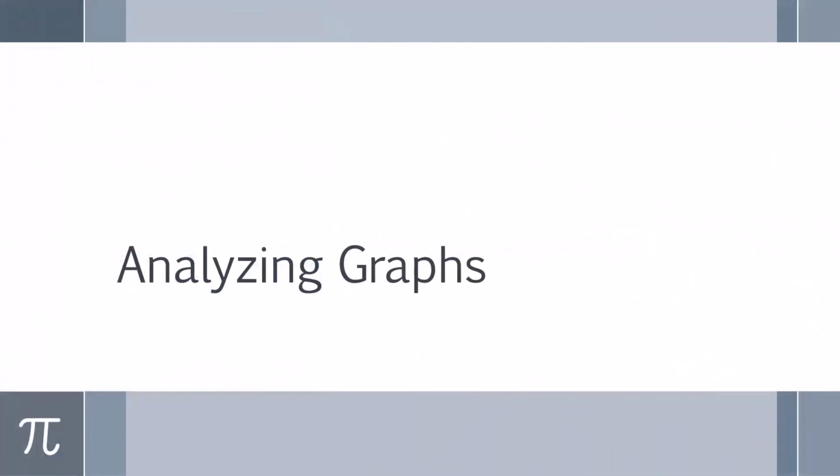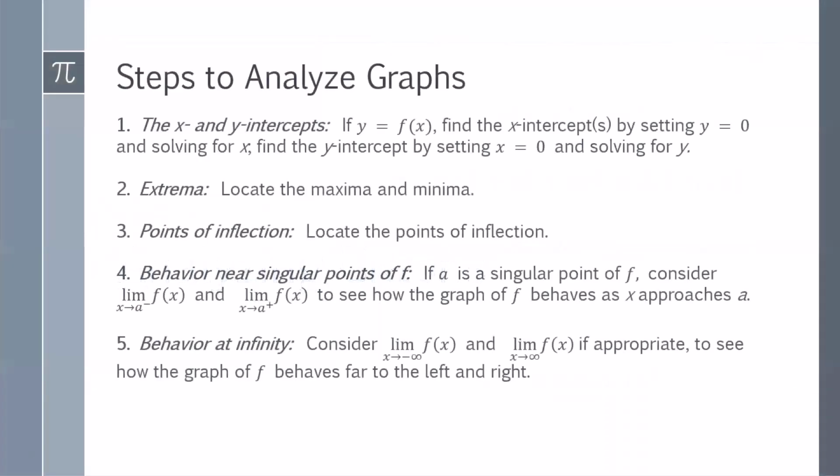Analyzing graphs. If we want to analyze a graph, we can go through a number of different steps. First, it's often convenient to find the x and y intercepts. If y equals f of x, find the x-intercepts by setting y equal to 0 and solving for x. Find the y-intercept by setting x equal to 0 and solving for y.